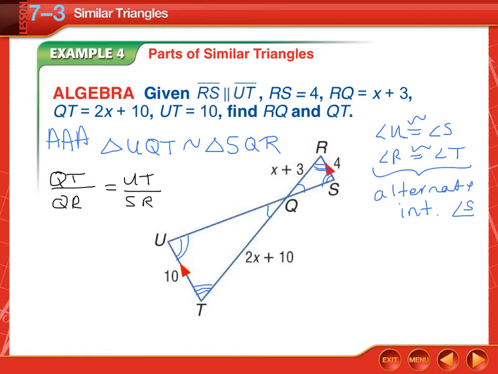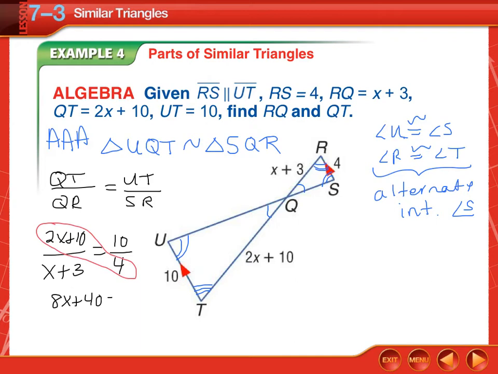Now you're just substituting. 2x plus 10 is 2x plus 3, as UT is 10 is to SR, which is 4. Cross multiply, and remember you need to distribute that 4 by the whole enchilada over here. So we've got 8x plus 40 equals 10x plus 30. And in the interest of saving room here, I'm just going to verbally say the inverse operations. Subtract 8x from both sides, you end up with 2x over here. Subtract 30 from both sides, you end up with 10, and x equals 5.